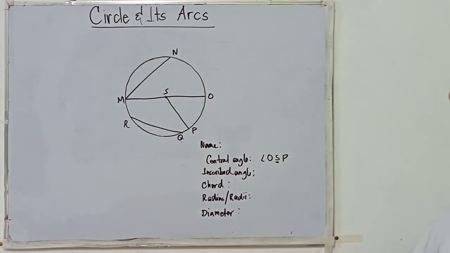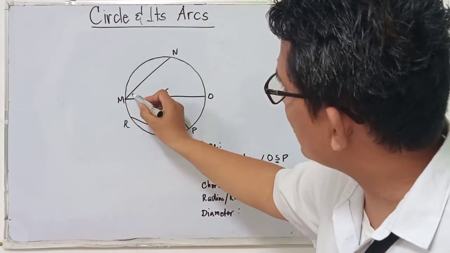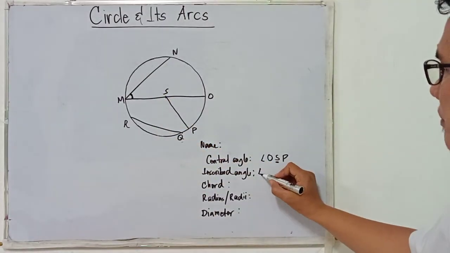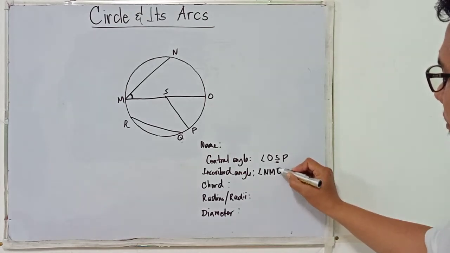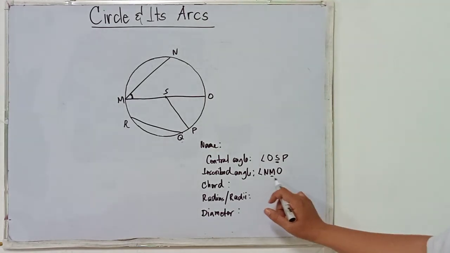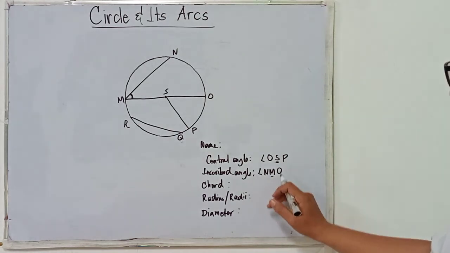The inscribed angle. The definition of the inscribed angle is that the vertex is at the circumference and its endpoints are also at the circumference. Here, this is the vertex, so we can say that this is our inscribed angle. The inscribed angle there is angle NMO. Again, it can be interchanged: you can have angle OMN or angle NMO.